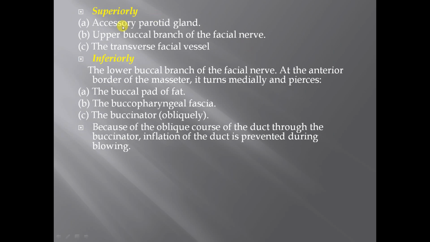Superiorly are the accessory parotid gland, the upper buccal branch of the facial nerve, and the transverse facial vessel. Inferiorly is the lower buccal branch of the facial nerve. At the anterior border of the ramus, the duct turns medially and pierces the buccal pad of fat, the buccopharyngeal fascia, and the buccinator obliquely. Because of the oblique course of the duct through the buccinator, inflation of the duct is prevented during blowing.